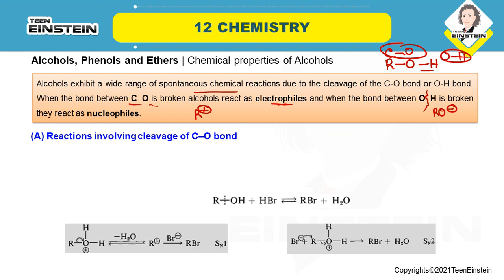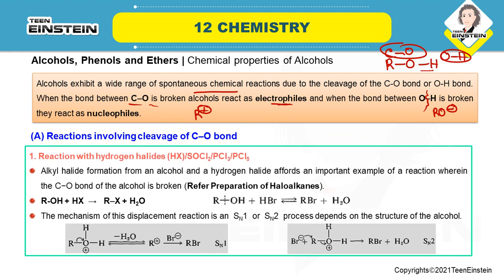Under this category A, the first reaction that we are going to see is the reaction with hydrogen halide, that is HX. It may be HCl, HBr, like this. Other reagents possible are SOCl2, thionyl chloride, or PCl5, PCl3. So, reaction of alcohol with all these reagents. Basically, when we treat ROH with all these reagents, what do you get? You get RCl. That means you are getting alkyl halide from alcohol.